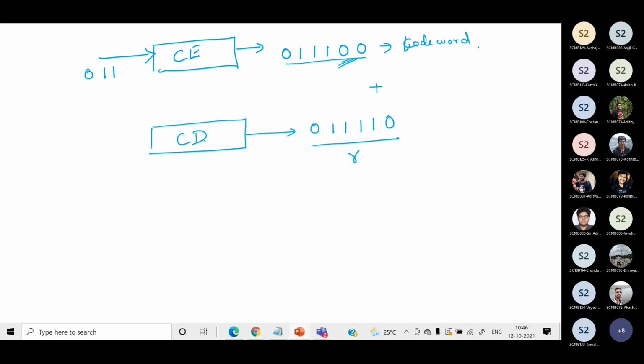So what is the error vector that is getting added here? Wherever an error has occurred, you place 1. In the remaining positions, you add 0. This is the error vector. If you add these two, 0 plus 0 is 0. The addition is modulo 2 addition. 0 plus 1 is 1. Here it is 1, 1, 1, 0. See, this is your received vector.